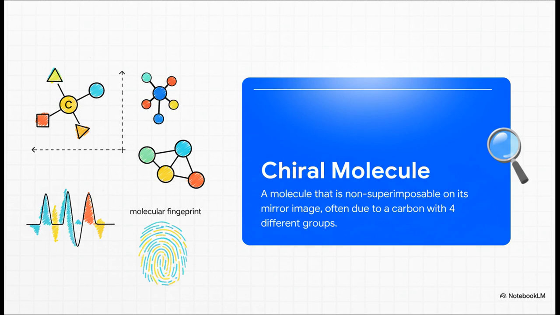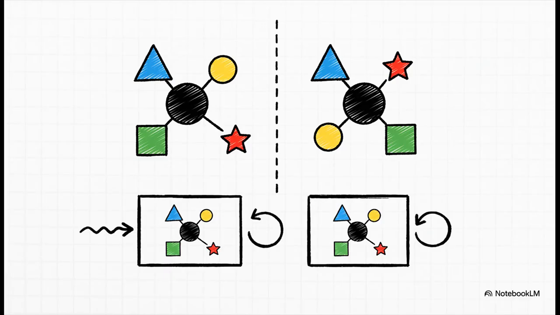But try to stack one perfectly on top of the other? You can't. Molecules can be the exact same way, and we call them chiral. This usually happens when a carbon atom is attached to 4 totally different things, creating this handed molecule. So these non-superimposable mirror image molecules, they have a special name. They're called enantiomers.